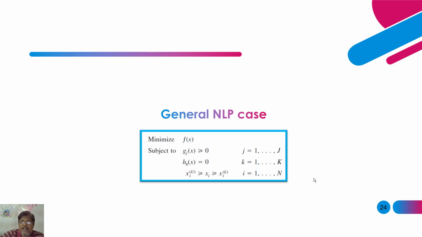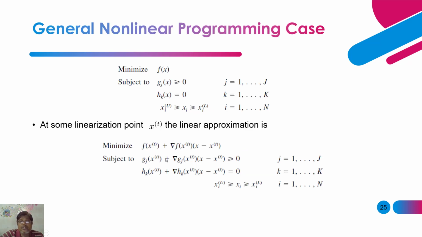Next, let us see the general nonlinear constraint case. So minimize this function with respect to the non-linear constraints. These are non-linear constraints. So for that, what to do is, this is the given function, the general nonlinear programming case. This is your general function. At some linearization point, the linear approximation is given by this. So your f of x is changed to f of x t plus del of f of x t into x minus x t, subject to the new constraint functions also given like this.